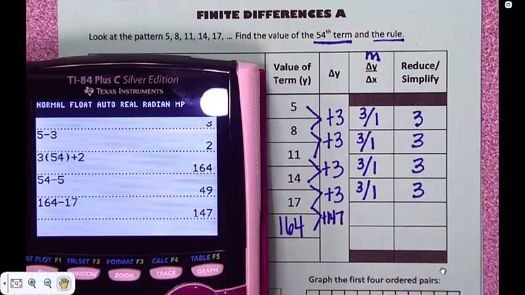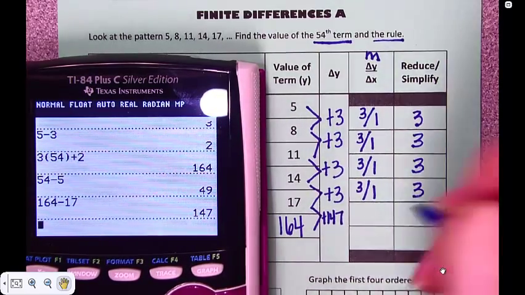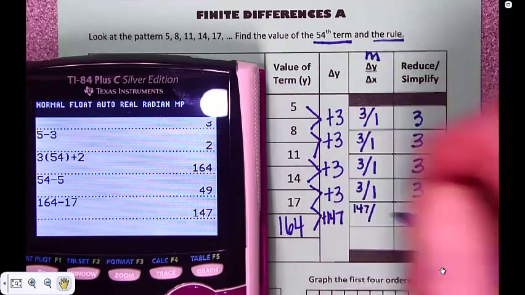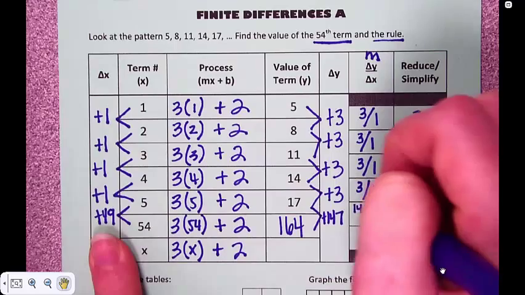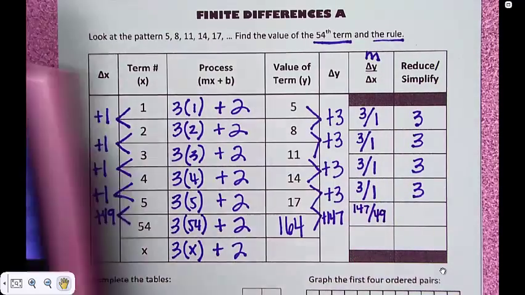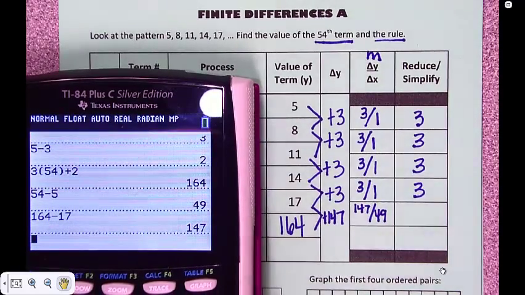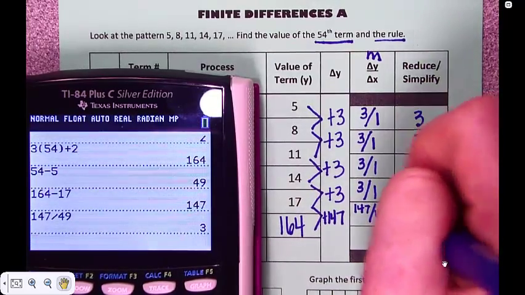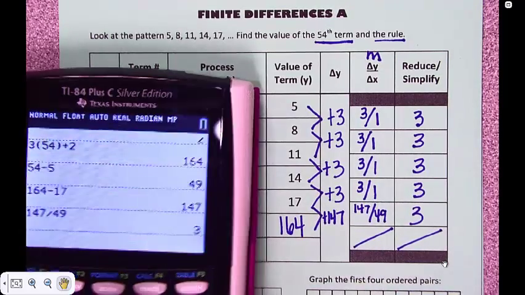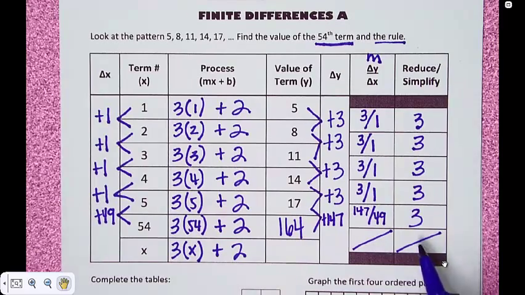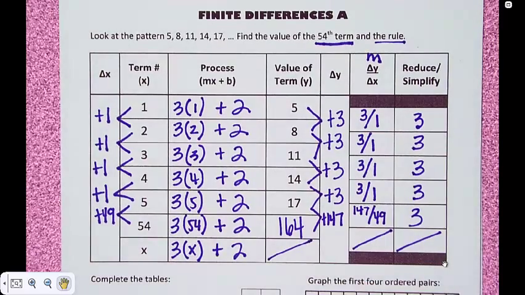Now we're going to fill in our column here. We're going to say our change in Y, 147, divided by our change in X, which again was 49. And then let's get our calculator back out. Remember, our calculator is our friend. 147 divided by 49, and we get 3. Hooray, we did it right. All of our values are the same. We're not going to have anything in these two boxes or in this box here. Now that we filled in our finite difference table, we can answer the questions at the bottom of this sheet.